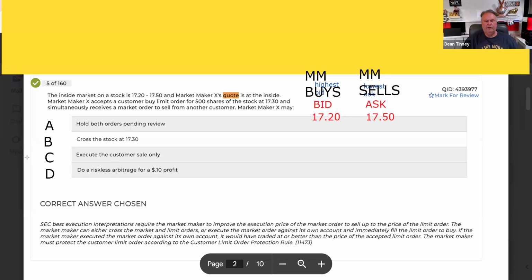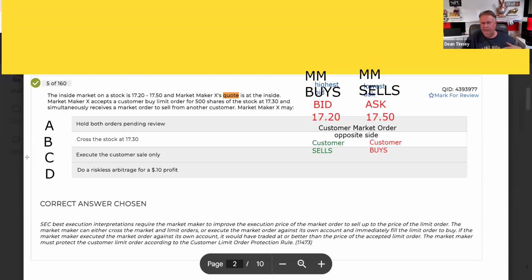All right, the inside market of a stock is 1720, 1750. That's the highest bid and the lowest ask. Market maker X, I just think that's me. I'm at the inside market, meaning I'm willing to buy into inventory at 1720. I'm willing to sell out of inventory at 1750. And then on a customer market order, I'm on the opposite side. So without any complications here, if I'm the trader and the customer wants to buy, he pays 1750. Customer wants to sell, he gets 1720.